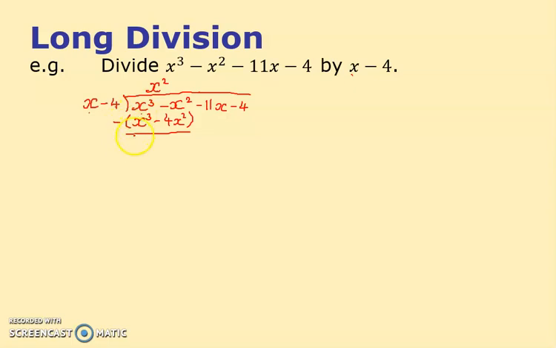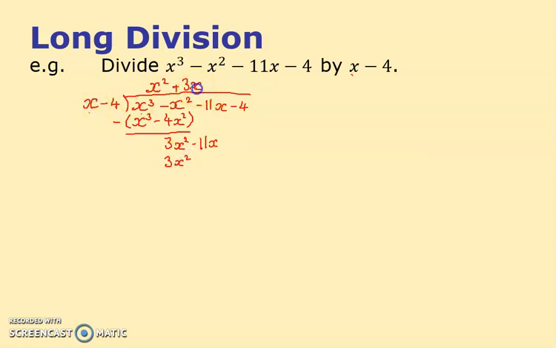Now x cubed take away x cubed is nothing. That's what I wanted it to be. Minus x squared minus a minus. Notice minus and minus is a plus. So really this is minus 1 plus 4 is 3x squared, a positive 3x squared. At this stage you have to bring down that minus 11x. And I go back over here and I say, what do I multiply the x by to get 3x squared? And it should obviously be plus 3x. And 3x times the x is indeed 3x squared.